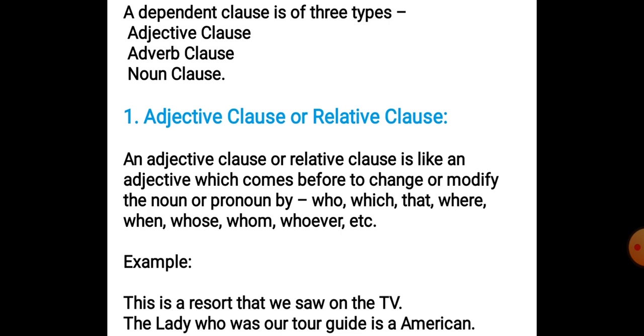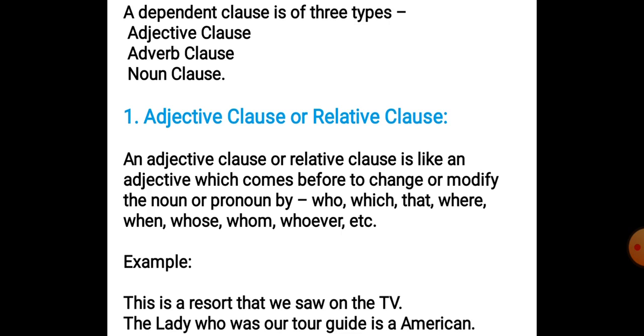But the dependent clause, we can study under three types. The first is the adjective clause, then the adverb clause, and the last is the noun clause. Okay, so we will understand this one by one. Now, the first is your adjective clause. Adjective clauses are also known as relative clauses.